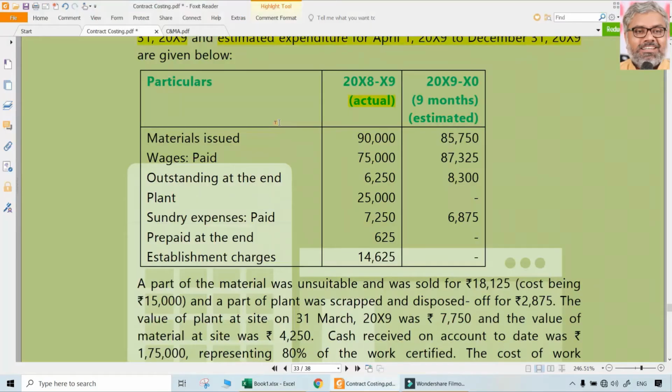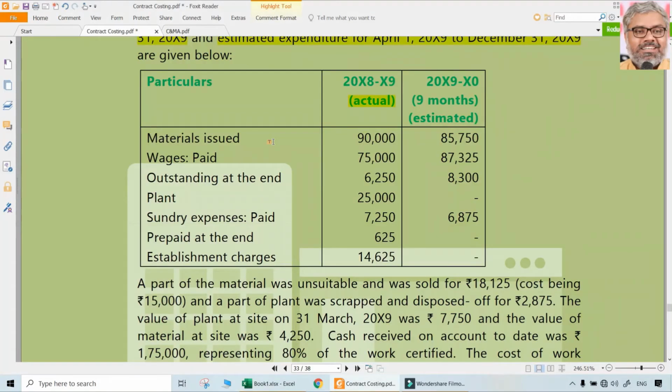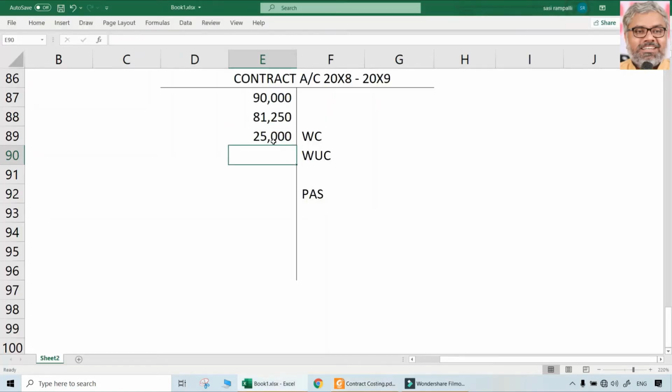But outstanding wages are also wages incurred only at the end of the year. 6250 also should be added to that. So total wages incurred will be 81,250, paid plus outstanding. Plant was 25,000.